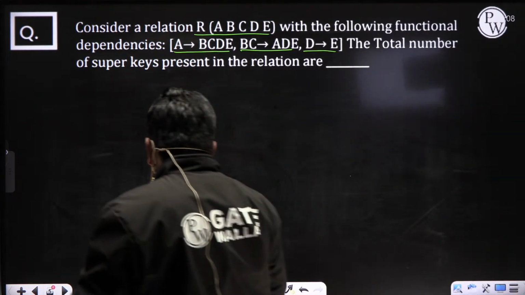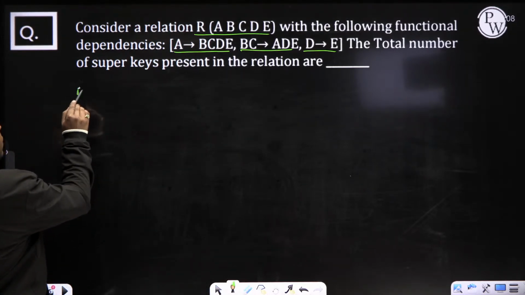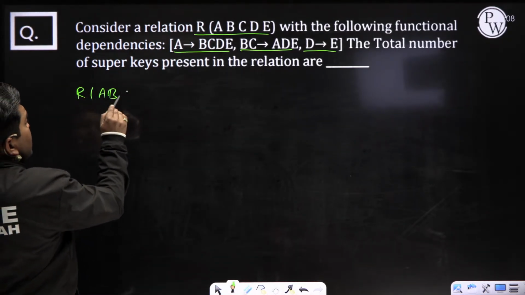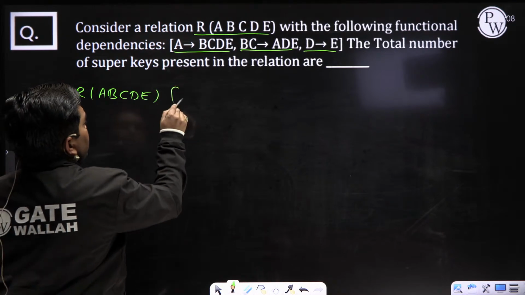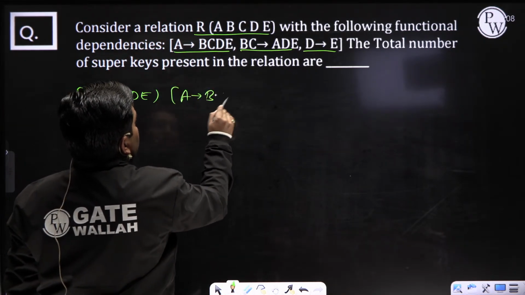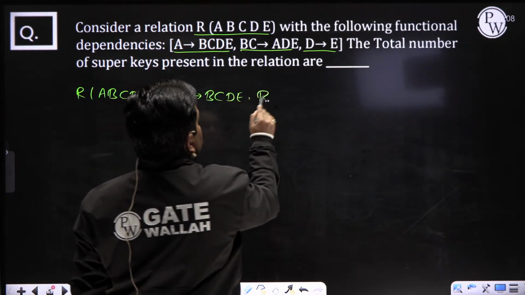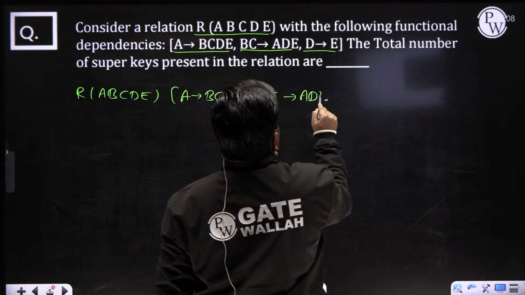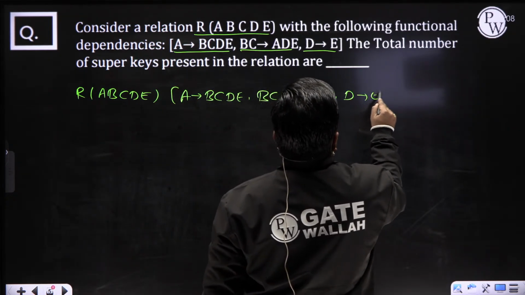Here you can see the FD set that is given. R(A, B, C, D, E). A determines B, C, D, E. B, C determine A, D, E. And D determines E.